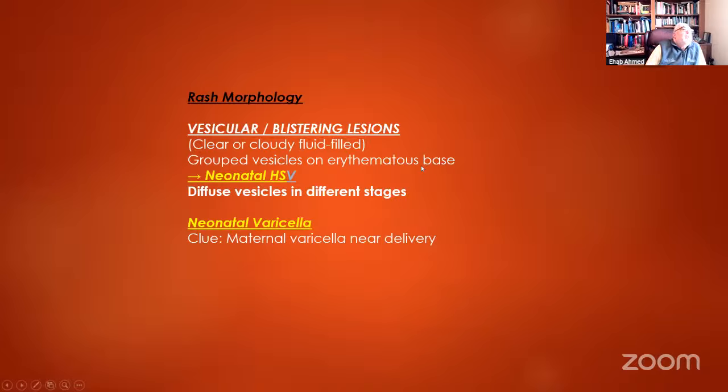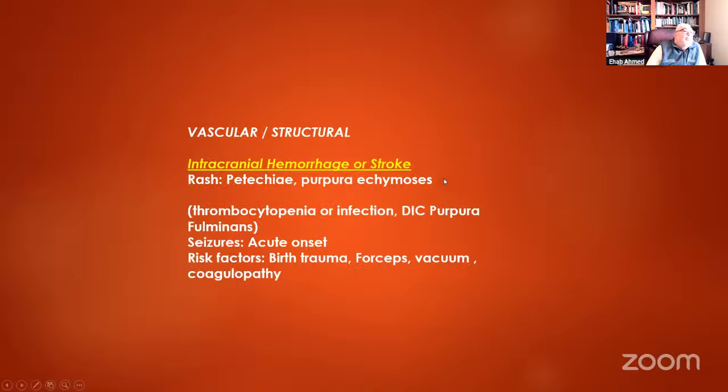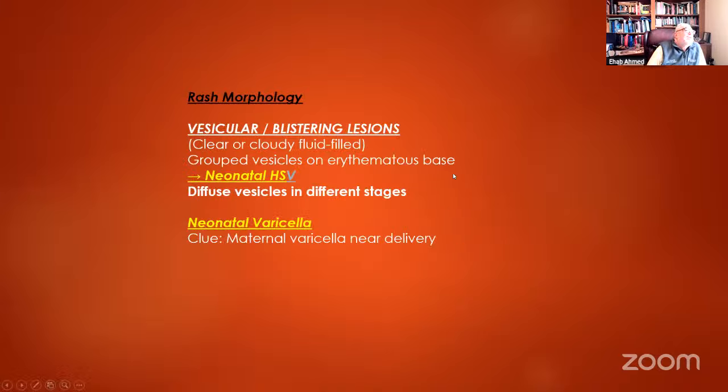When we talk about the morphology, we can classify it depending on the lesion. It could be papular, maculopapular, vesicular, pustular, purpuric, ecchymotic, nevus. It could be any type of the known skin rashes.